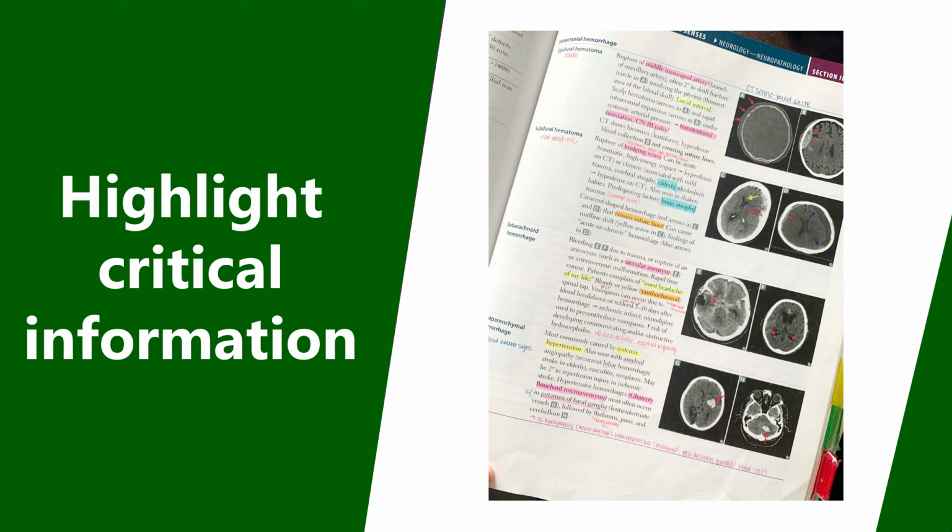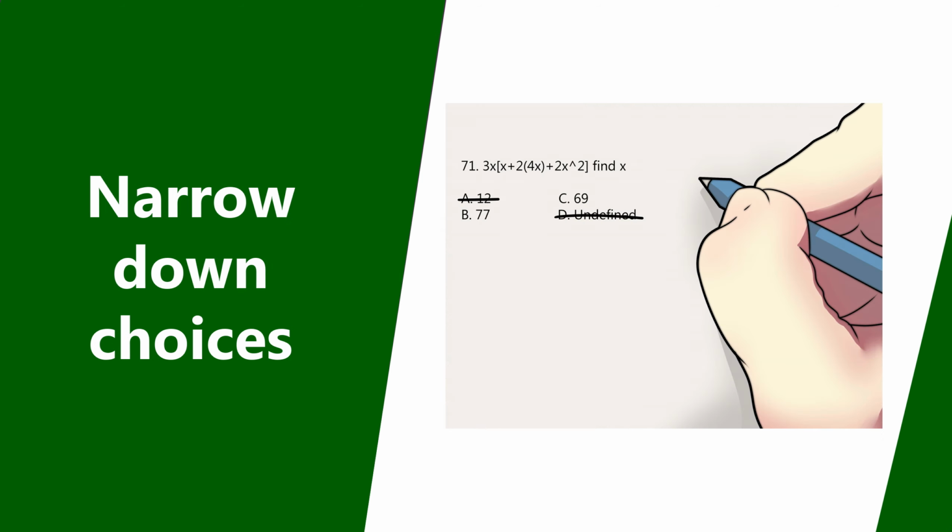All right, now after we've read the stimulus and we've highlighted critical information, we're going to start narrowing down the answer choices. Typically with these questions, there are 5 answer choices. There's one of them that's the correct answer.